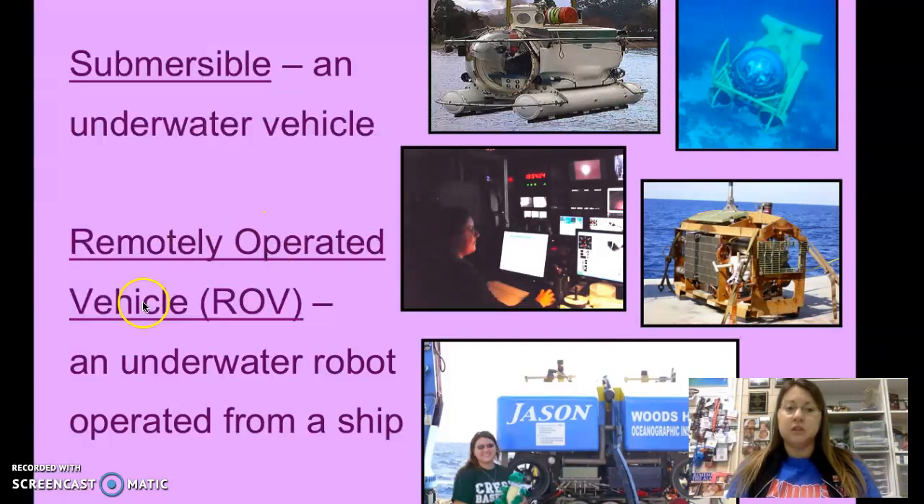Remotely operated vehicles are used a lot. Those are abbreviated ROV, so ROVs. When I've done ocean research on different exploration vessels, we've used ROVs. Basically, those are underwater robots. They're going to be operated from a ship. This is the first ROV that I used, and that's the Jason 2 from Woods Hole Oceanographic Institution.